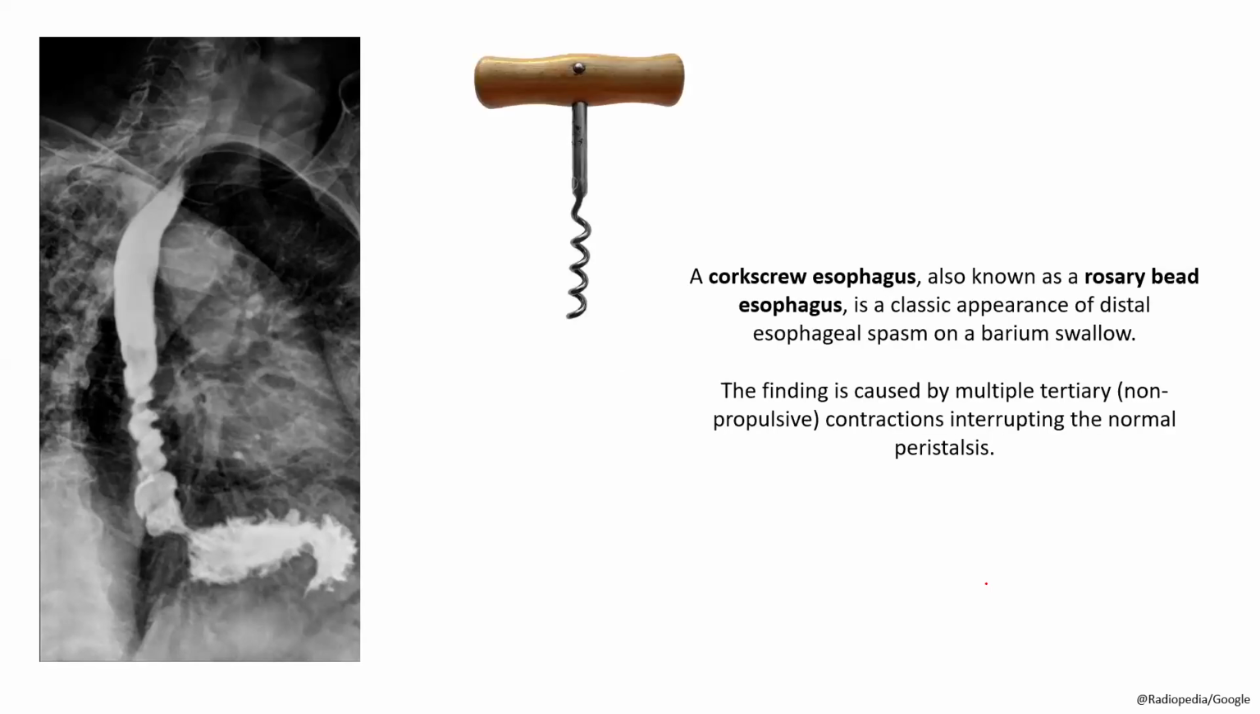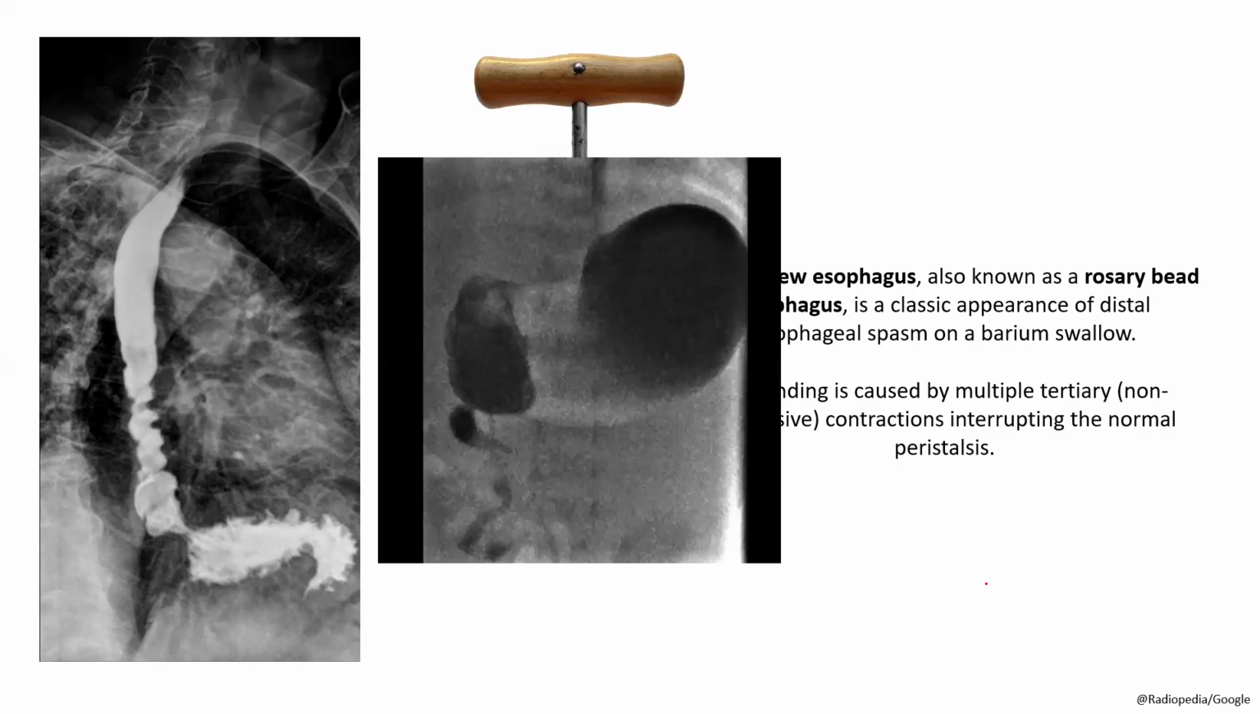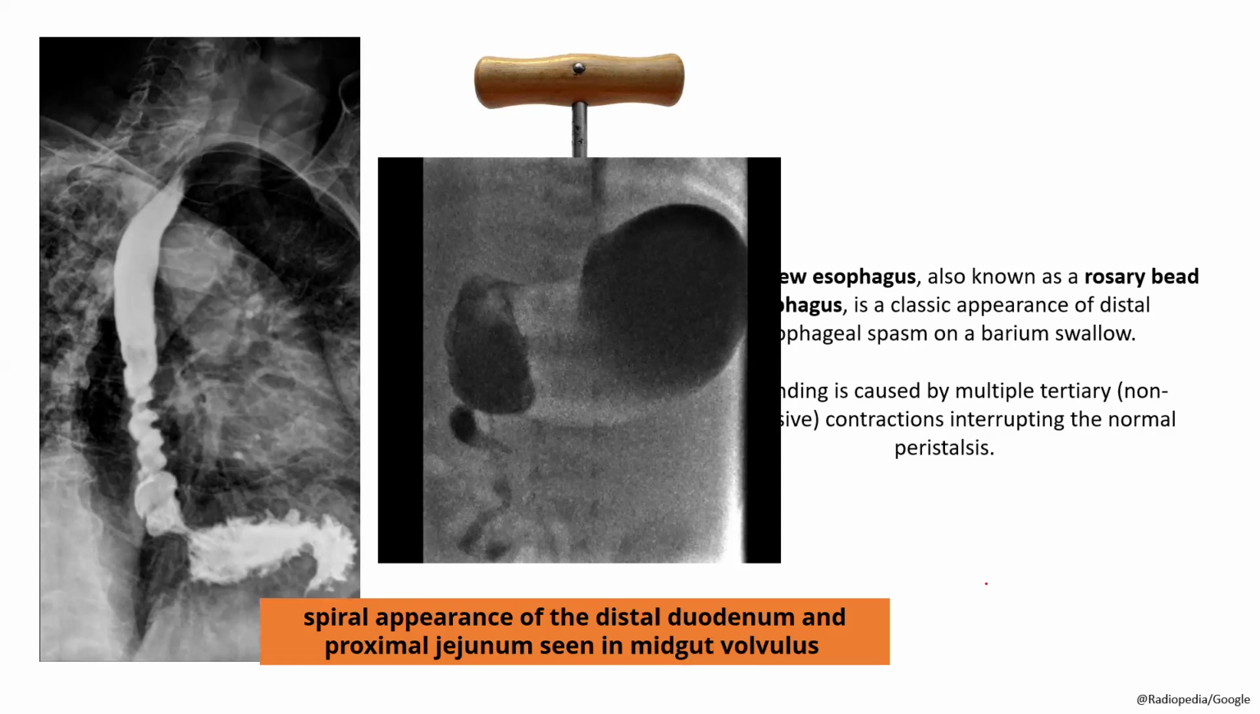What is happening here in barium swallow? This is corkscrew appearance of diffuse esophageal spasm on barium swallow. It is also known as rosary bead esophagus, and it is because of multiple tertiary contractions, which are non-propulsive, and they interrupt the normal peristalsis. So this gives an appearance of corkscrew esophagus, indicative of diffuse esophageal spasm. Corkscrew appearance has also been described in midgut volvulus, where the distal duodenum and proximal jejunum give a spiral appearance.